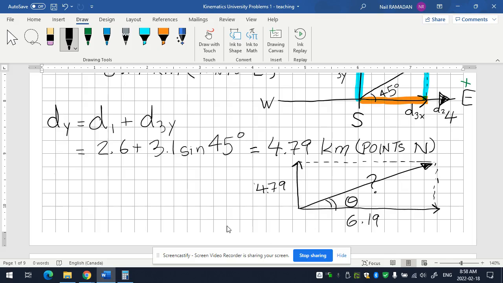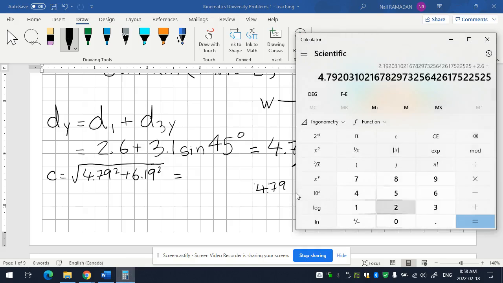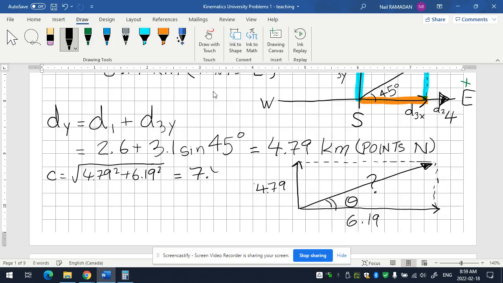So C equals the square root of 4.79 squared plus 6.19 squared. Let me do it in one shot. 4.79 squared plus 6.19 squared, equals, square rooted. Apparently, the overall length of the displacement is 7. What's the sig fig situation? Is it always 2? Everyone? Always 2? Okay. So what's this to 2 sig figs? 7.8. So 7.8 kilometers.